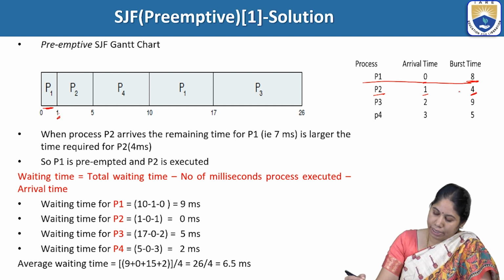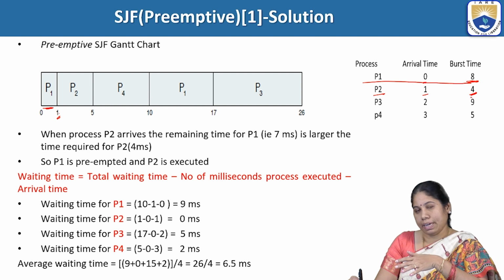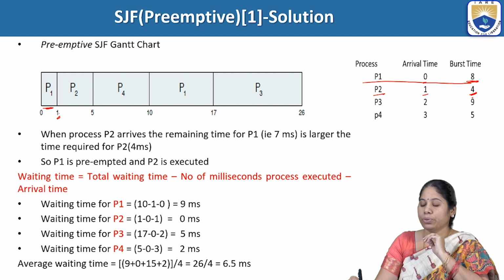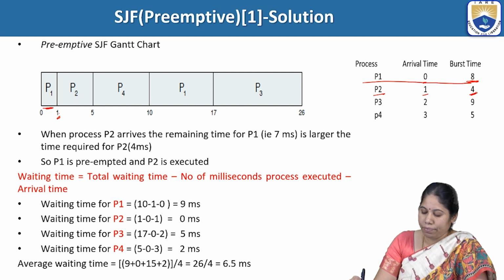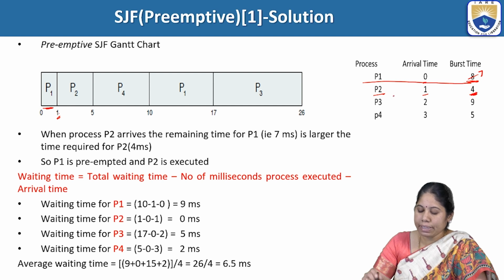Now after 1, P2 has entered the ready queue and wants the CPU. With the preemptive nature, what have we said? If another process comes for execution with a smaller burst time, it will allow preemption. P2 has 4, and P1 has 1 unit already executed, so 7 is left. Among these two processes, which has the smallest burst time? P2 has the smallest burst time. It means P2 will take the CPU.